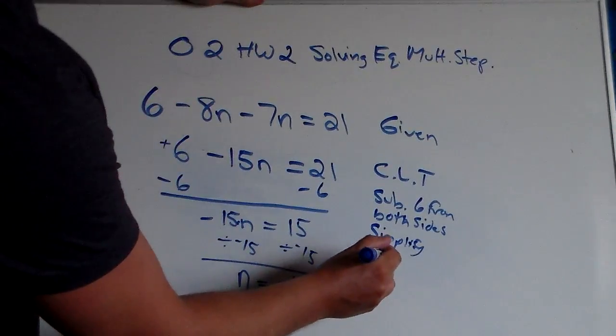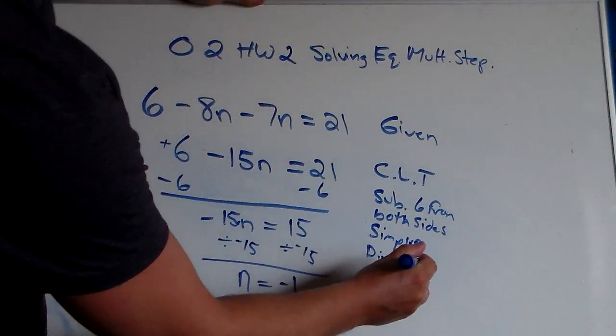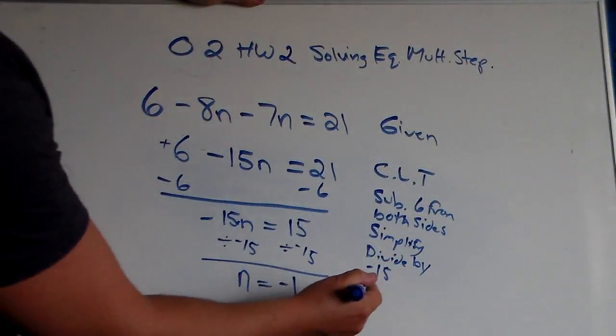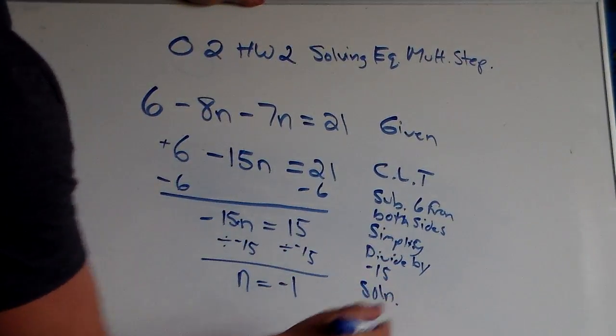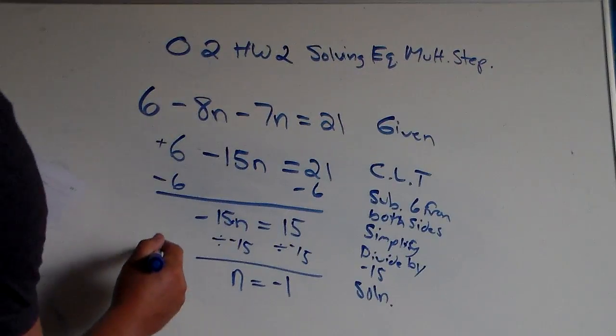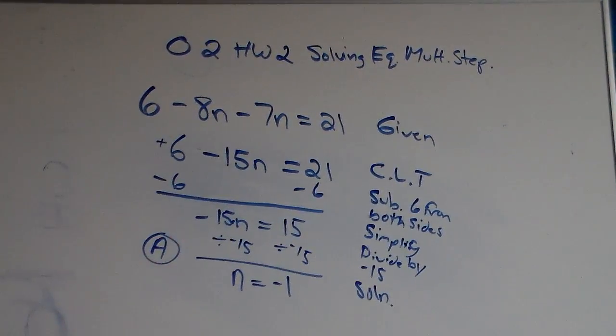This is divide by negative 15, and then this is our solution: n equals negative 1. That would be A, as in apple, for number 4. Maybe A as an answer. Next up, we'll do number 5.